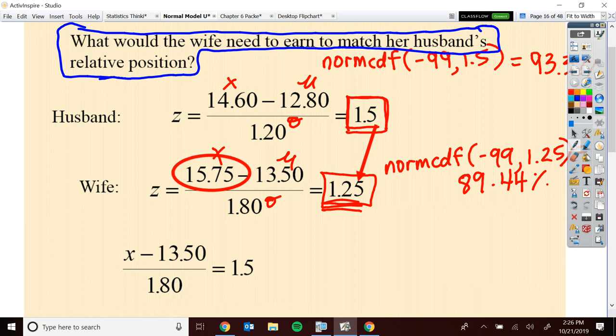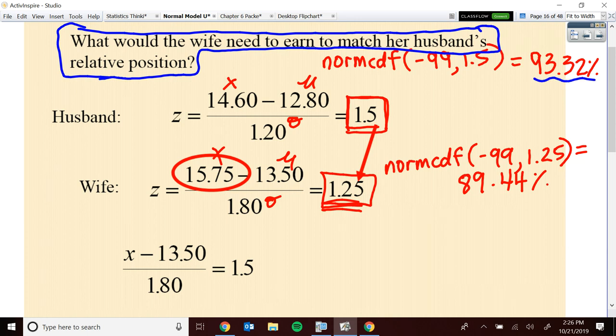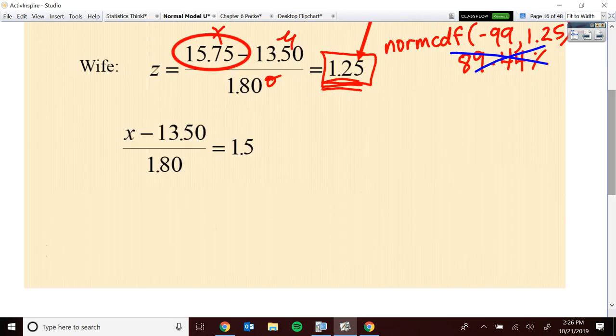Odds told the evens. So evens. Miriam, who's even over there? What do you think? Same percentile. Very good. We want her and her husband to both be at the 93rd percentile, as opposed to where she currently is at the 89th percentile.